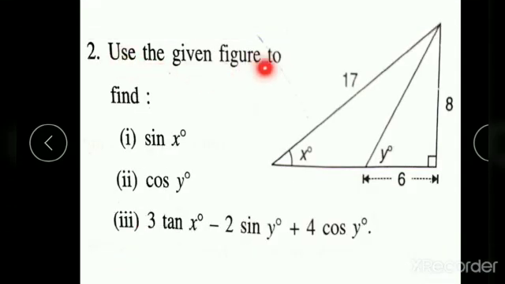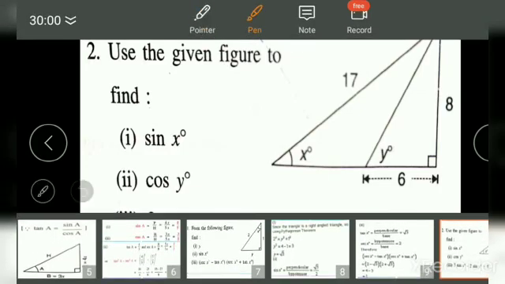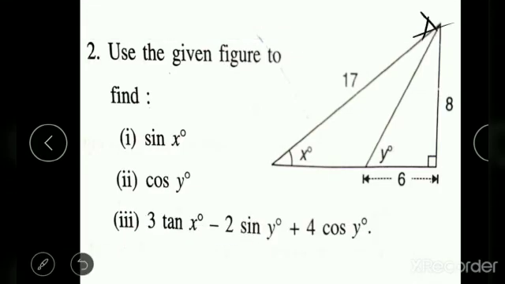Use the given figure. Find sin x naught, cos y naught, 3 tan x naught minus 2 sin y naught plus 4 cos y naught. Okay, so you can name this triangle as A, B, C and D. Okay, so now you have the triangles ABC and ADB.